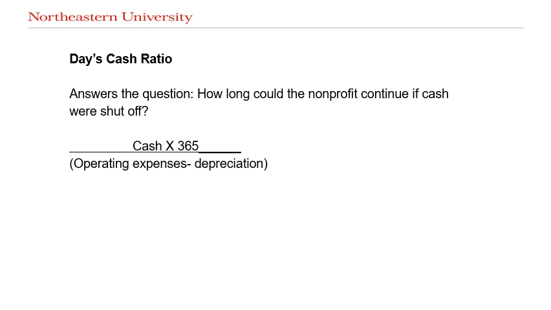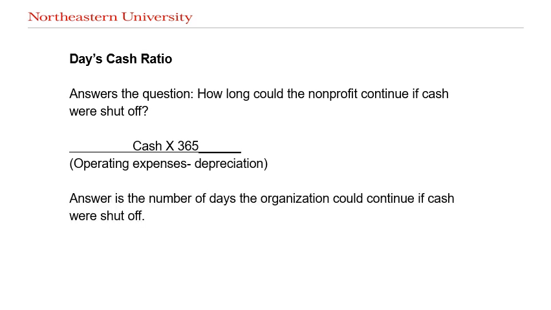The formula is cash on hand, which is your bank, your short-term investments, etc., multiplied by 365 days a year, and it's divided by your operating expenses except for depreciation. Cash times 365 divided by operating expenses. And the answer for that is literally the number of days your organization could continue if the cash were suddenly shut off.